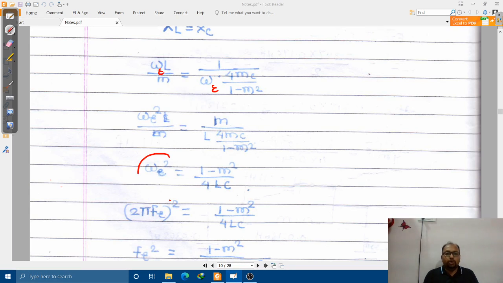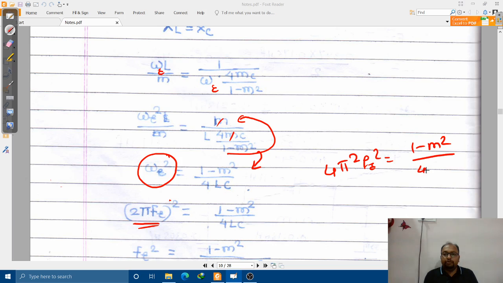And this is nothing but your omega r square is equal to 1 minus M square divided by 4 LC, because this M and this M are going to get cancelled out, and this 1 minus M square we have taken at the numerator side, right? So this is the simplified step, 1 minus M square divided by 4 LC. Now let us square on both sides. So 4 pi square fr square is equal to 1 minus M square divided by 4 LC.